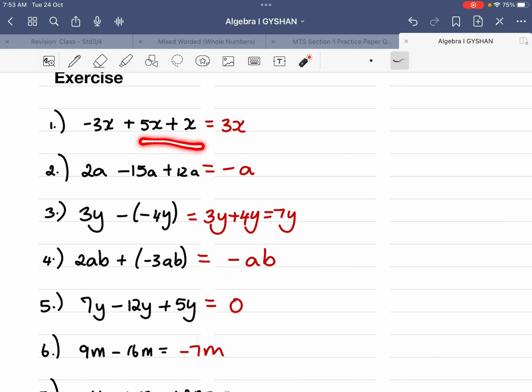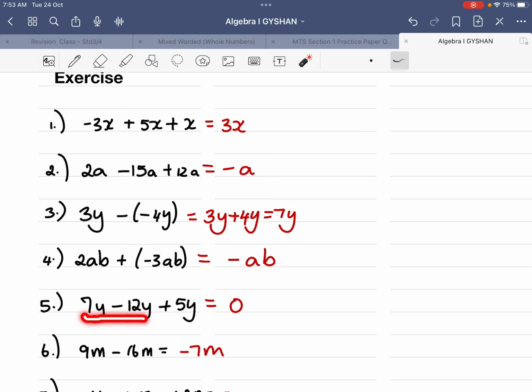5 plus 1 is 6. 6 minus 3 is 3, so that's 3x. 2 minus 15 is minus 13. Minus 13 plus 12 is minus 1, so that's minus 1a. 3y, a minus and a minus combined will give you an addition sign because the signs are adjacent. So that's 3y plus 4y is equal to 7y. 2 minus 3 is minus 1, so that's minus 1ab.